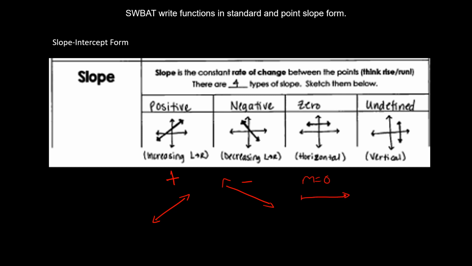If we have a slope of 0, where m equals 0, that means we're going to have a perfectly horizontal line. You might see an example of this like y equals 1 or y equals negative 8. These are going to give us horizontal lines.